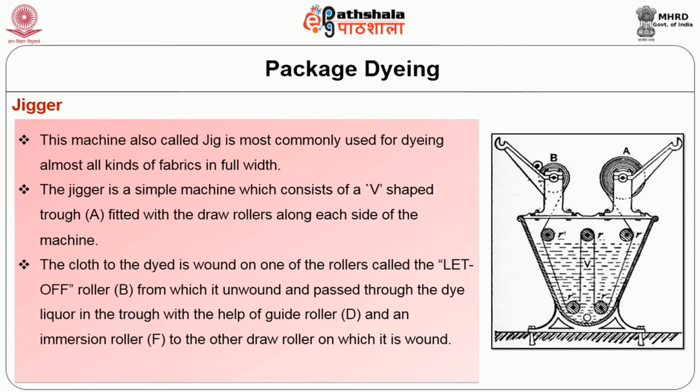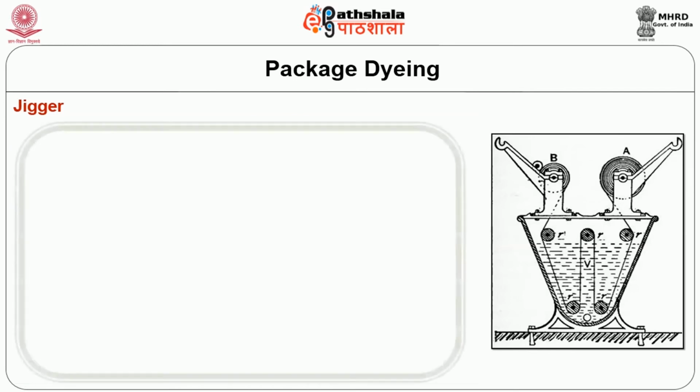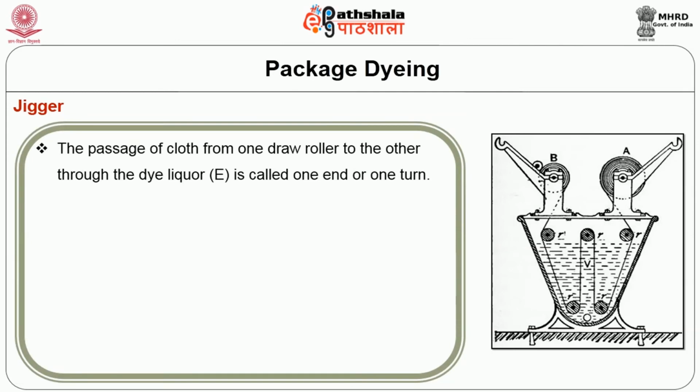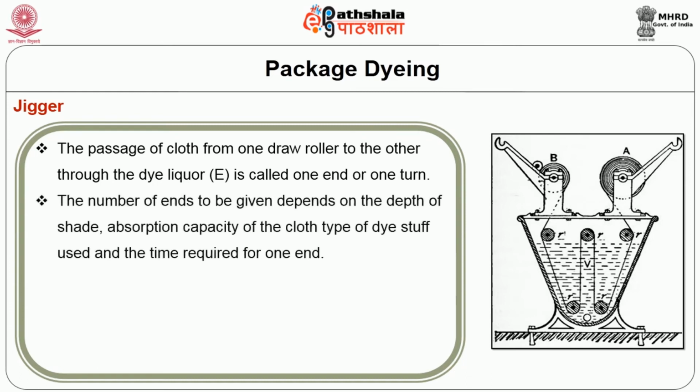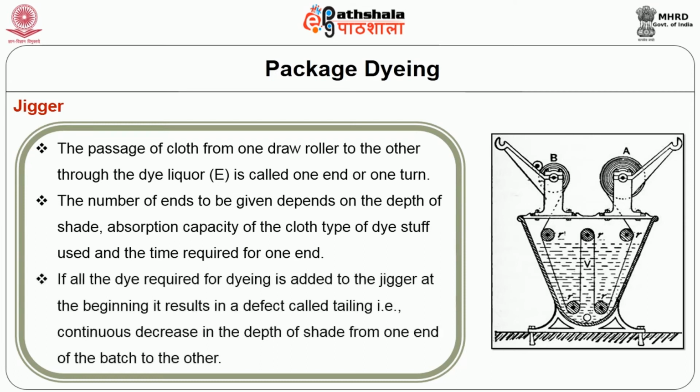The dye liquor is heated by means of an open-ended steam pipe. The passage of cloth from one draw roller to the other through the dye liquor E is called one end or one turn. The number of ends to be given depends on the depth of shade, absorption capacity of the cloth, type of dyestuff used and the time required for one end. If all the dye required for dyeing is added to the jigger at the beginning, it results in a defect called tailing, that is, continuous decrease in the depth of shade from one end of the batch to the other.